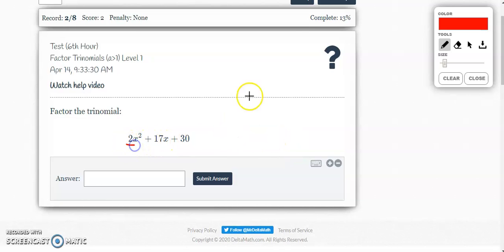2x squared. Okay, so immediately I'm thinking factors of 2 are 2 and 1. So I'm going to go with a 2x and a 1x. And if you just wanted to write it in there as an x, that's fine. That's what I ended up doing on the last problem after we wrote it a couple times. And now I'm thinking factors of 30. All right, so 1 and 30.